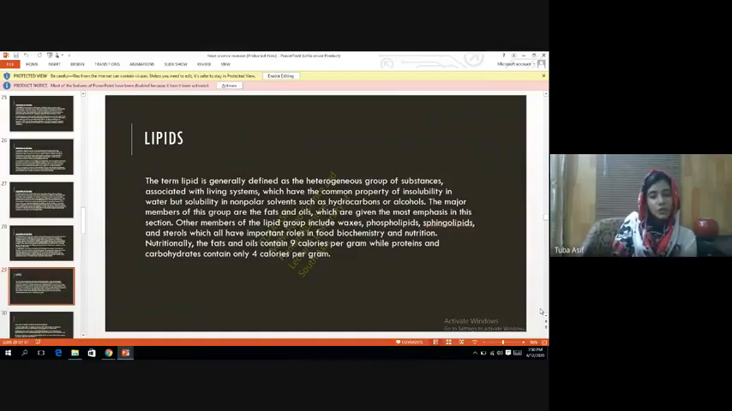The major members of this group are the fats and oils, which are given the most emphasis in this section. Other members of the lipid groups include waxes, phospholipids, sphingolipids, and sterols, which all have various important roles in food and biochemistry. But nutritionally, the fats and oils contain 9 calories per gram, while proteins and carbohydrates contain only 4 calories per gram.